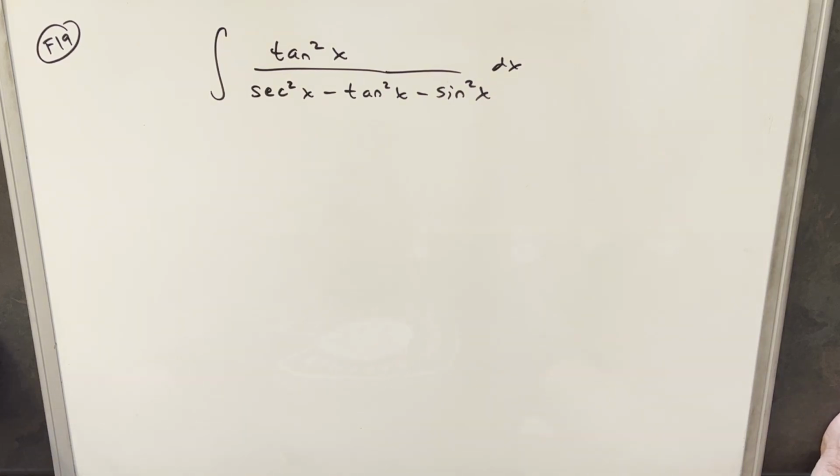So I have this integral here. This is from the Scranton Integration Bee 2018 from the finals, number 19. We have the integral of tan squared x over secant squared x minus tan squared x minus sine squared x dx. To start with, what I want to do is look for some simplification with the trig functions.